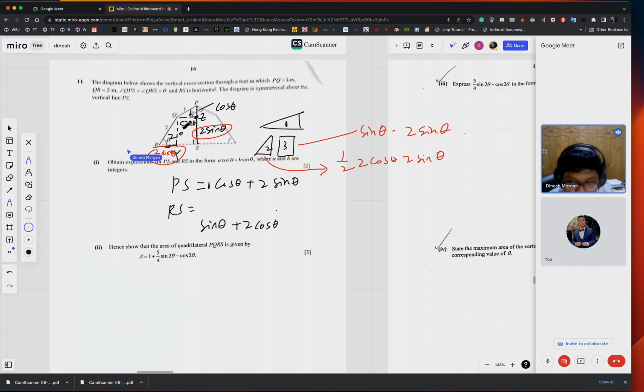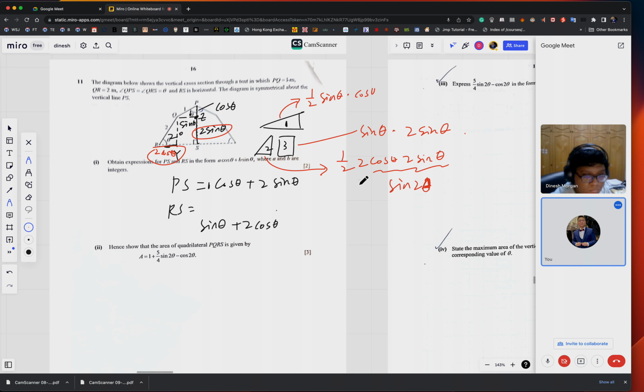Wait, can half times 2 cosine theta times sine theta be simplified? Yeah, probably. I was thinking about that, but I just want to write it down first before I do the simplification. You're talking about the double angle formula, most likely, like sine 2 theta. Probably you want to refer to the formula sheet. Let me continue with the rest. So this is sine theta times cosine theta, and then you halve it. That's your triangle 1.